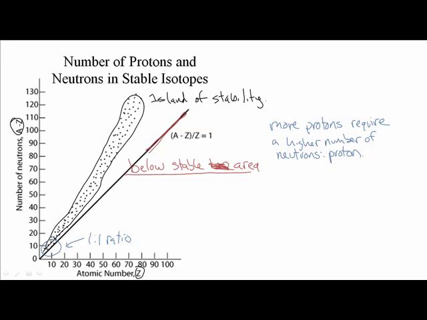So, in theory, there's no maximum number of protons. You can go on forever and ever. But on a real, true feasibility level, it's not. You hit that max.